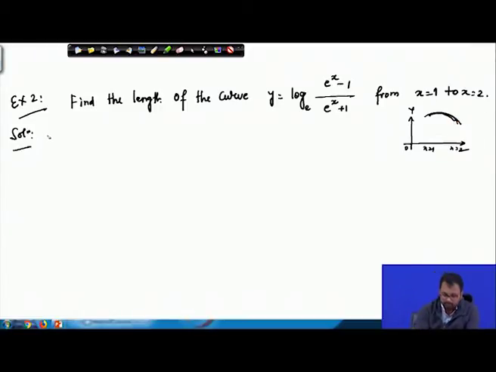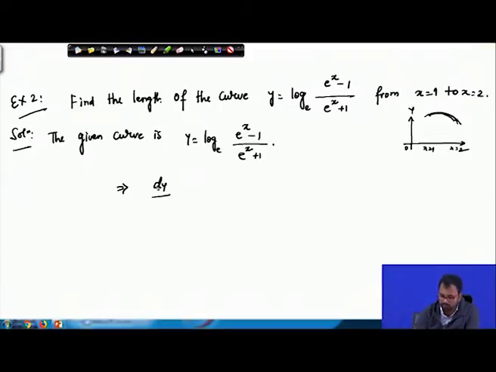To do that, the given curve is y equals log of (e to the power x minus 1) over (e to the power x plus 1). From here we will calculate dy/dx. We can also write this as log of (e to the power x minus 1) minus log of (e to the power x plus 1).